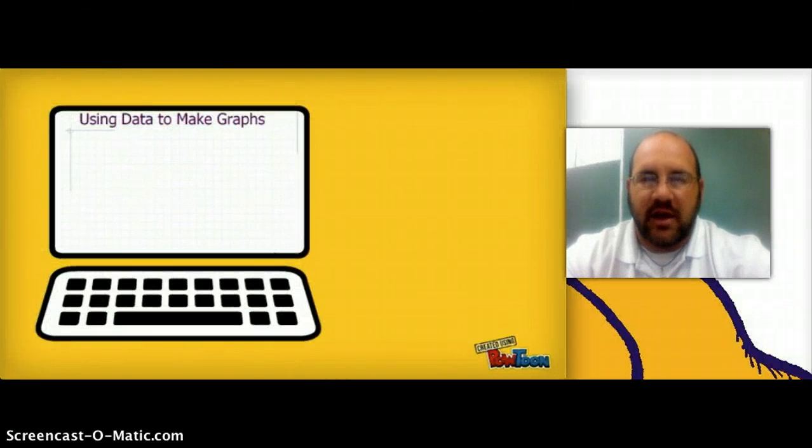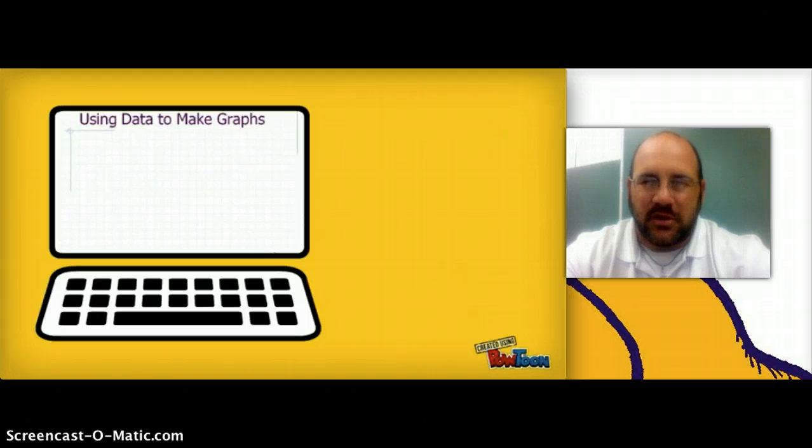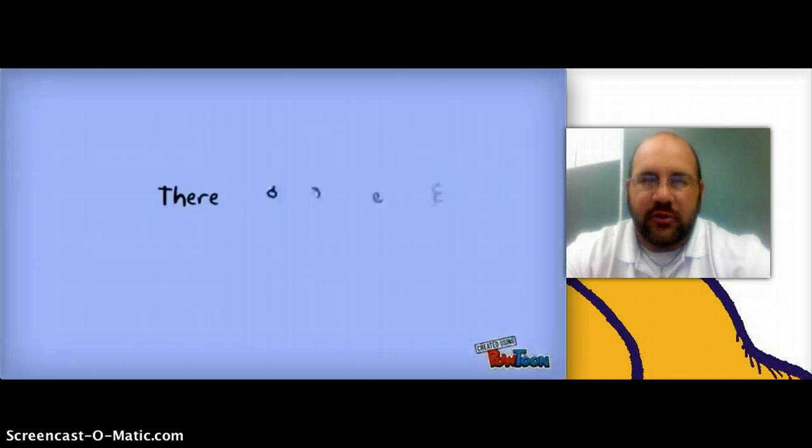Alright, so today we're going to talk about using data to make graphs. But in order to understand this, we've got to talk about models first. Not those kind of models. We're talking about scientific models. These are representations of an idea, event, or object that's too large, too small, or takes too much time to see completely. We're going to look at three different types of models today.